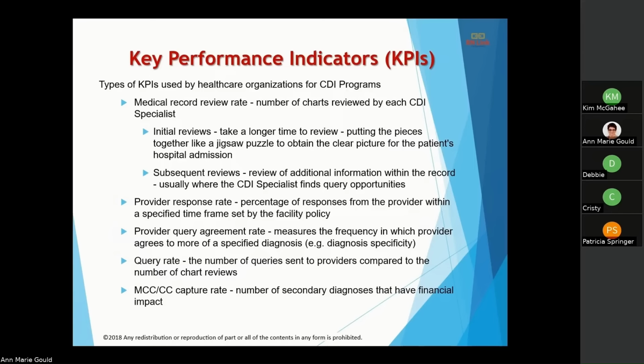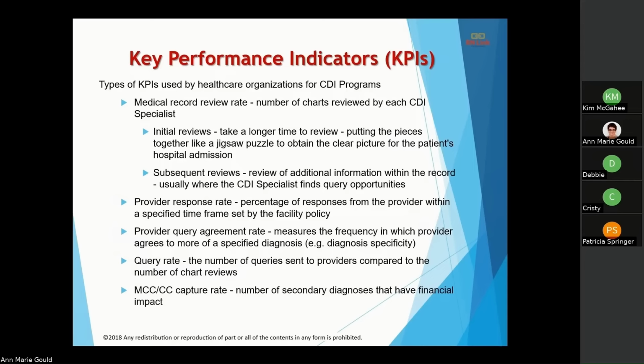Another type is your provider response rate, and this is where your percentage of responses from the providers within a specified time frame that is set by your facility policy. So you want to know what your facility policy is for that, as well as your provider query agreement rate, which measures the frequency: does your provider agree with the specified diagnosis, your diagnosis specificity? And then some facilities will also capture unable to determine or disagree rates. So you want to see exactly what your policy states.